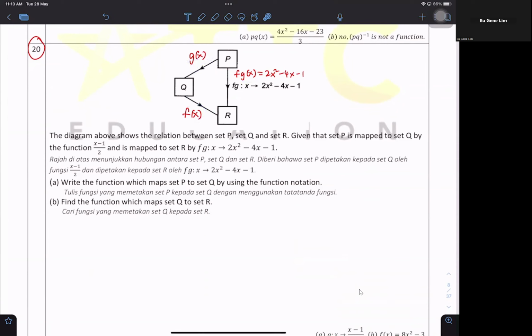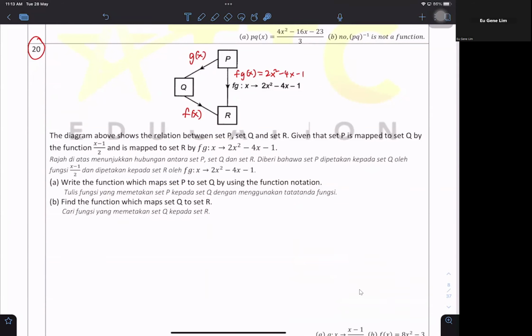A lot of people thought left-hand side is the first part, right-hand side is the second part. No. Because when we do composite, we always start from the right-hand side. That's why the right-hand side is the first part. Understand? So you must know, because the question won't tell you, okay?